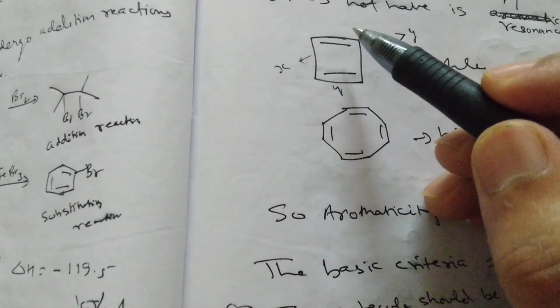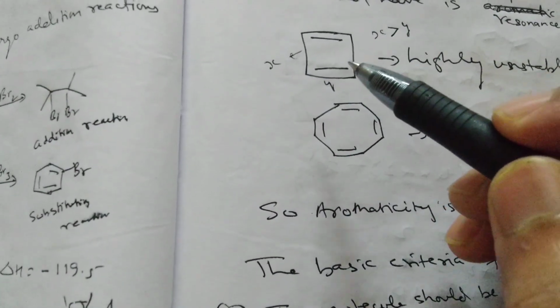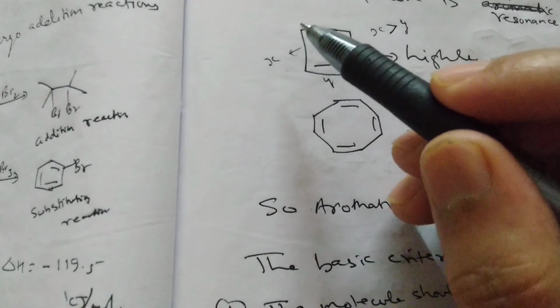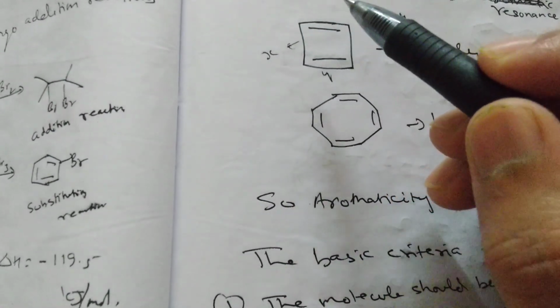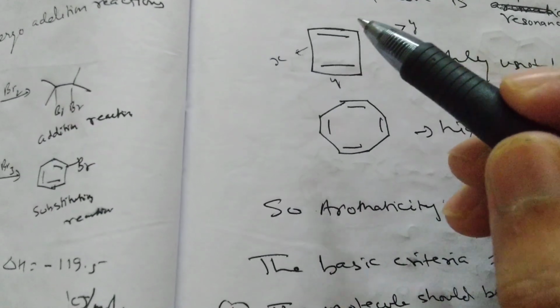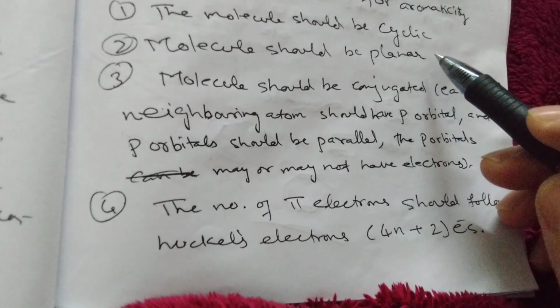This p orbital is perpendicular, this p orbital is perpendicular. So all the p orbitals are parallel. When they are parallel, they share the electrons, they overlap. If they are not parallel, they will not overlap, and so no aromaticity. So a very important point is that people don't understand what is planar.